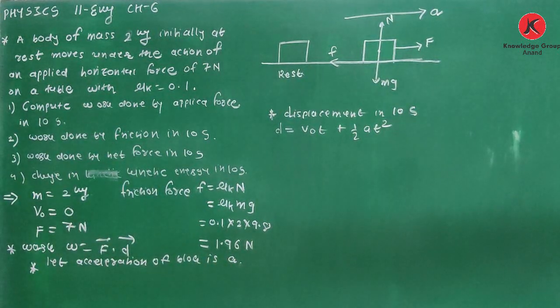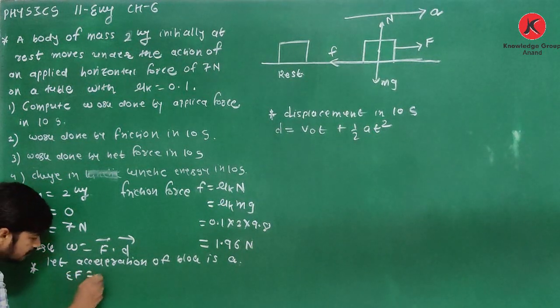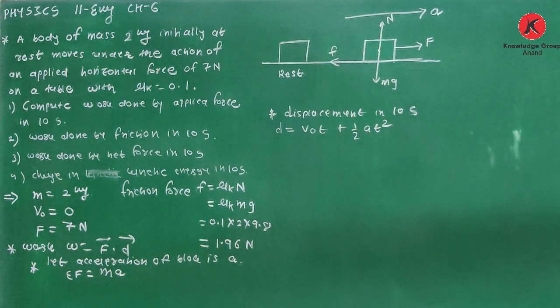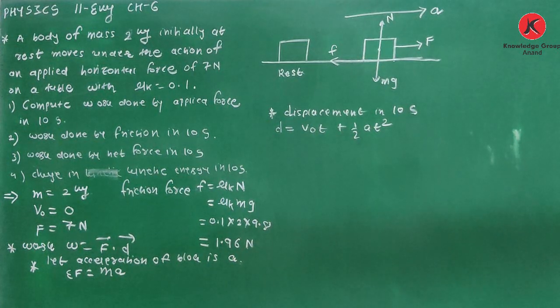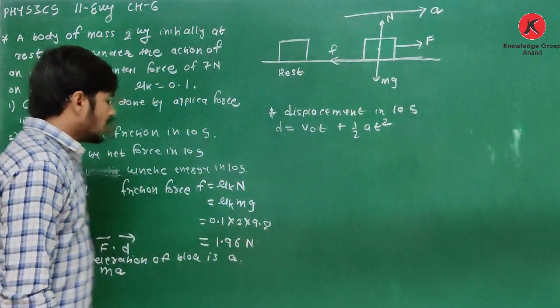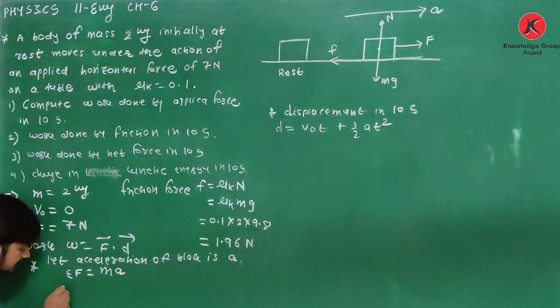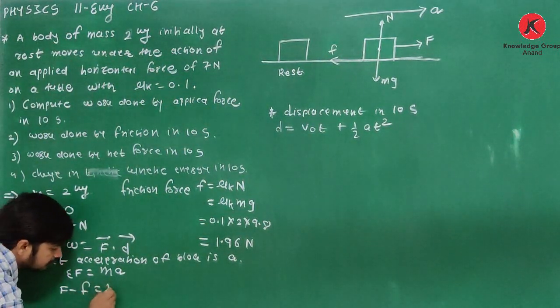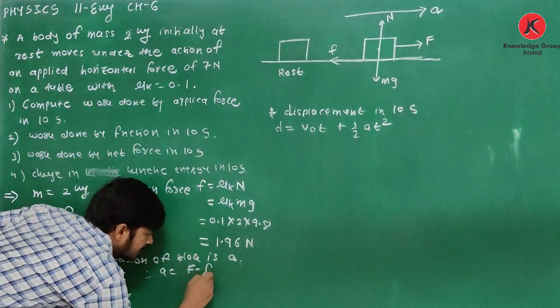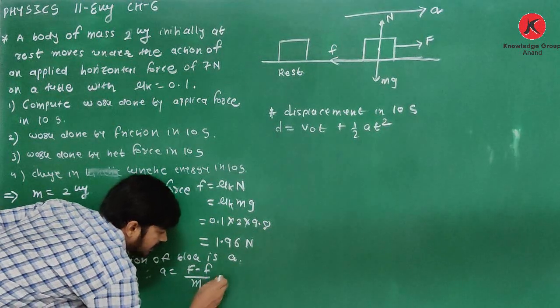So as it is moving with some acceleration, I can write sigma F is equal to ma. Yes, I can write sigma F is equal to ma. Now the forces acting on the block are F and f. So it is simple: F minus f is equal to ma. Therefore a is equal to (F minus f) upon m.